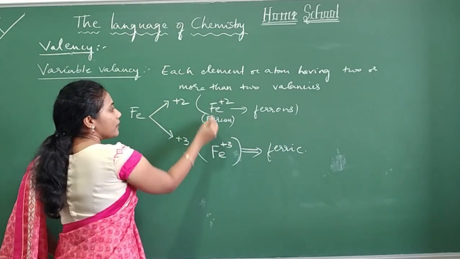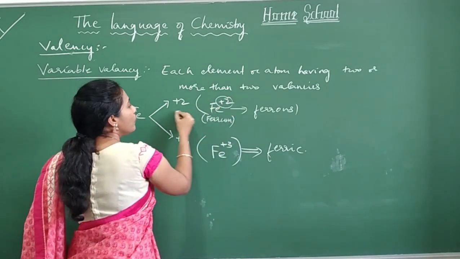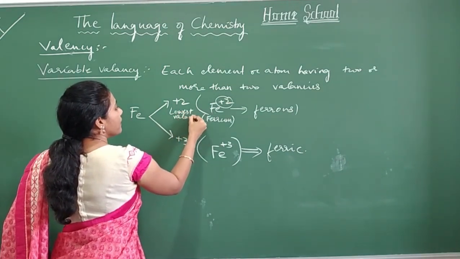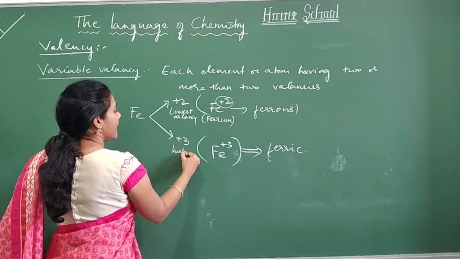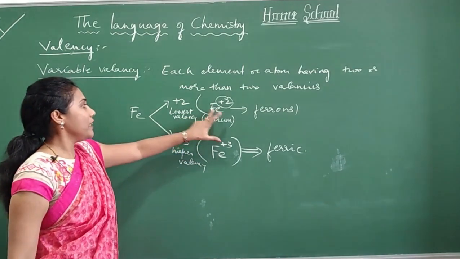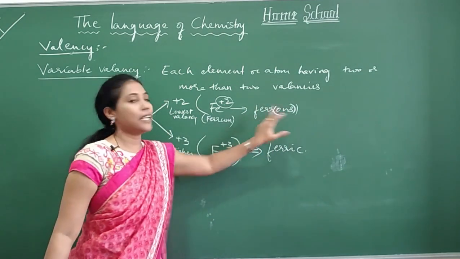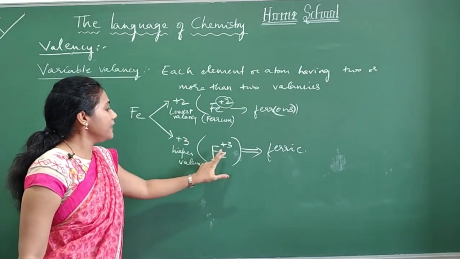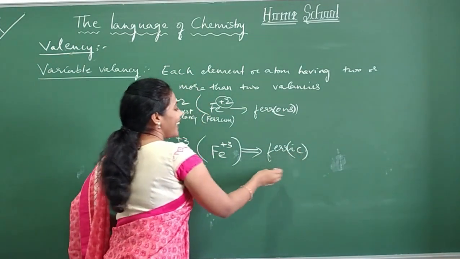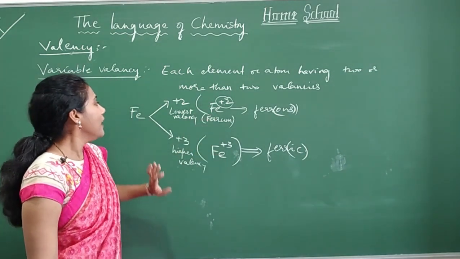Okay, remember which is the lowest number? 2 is the lowest number. So this is called lower valency, and this is higher valency, the highest number. So if you represent Fe with lower valency, then we should add OUS at the end, it becomes ferrous. And if you represent an element with the highest valency, you should add IC at the end, so iron becomes ferric. So this is about iron valency.